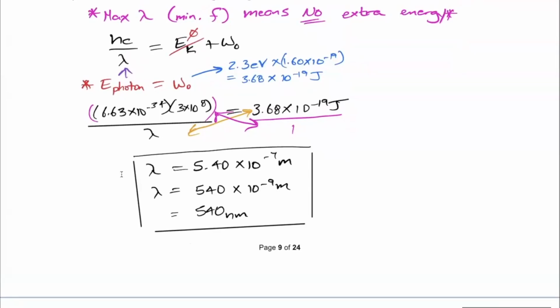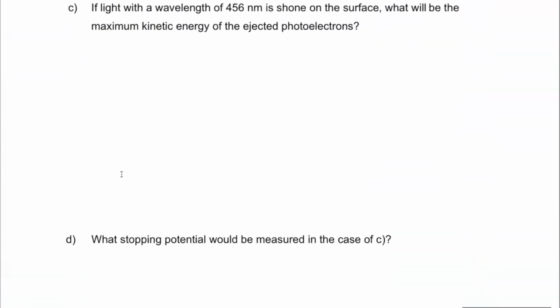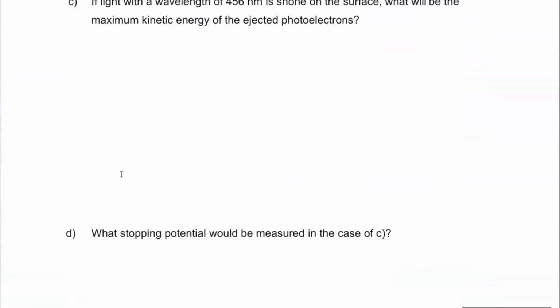Okay, all right, let's look at C. If light with a wavelength of 456 nanometers is shone on the surface, what will be the maximum kinetic energy of the ejected photoelectrons? So the very first thing you have to do is find the energy of the photon. And of course, we use Planck's law for that.